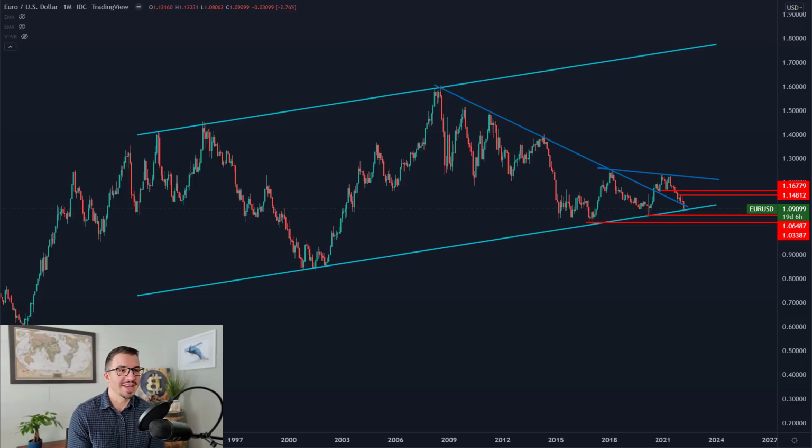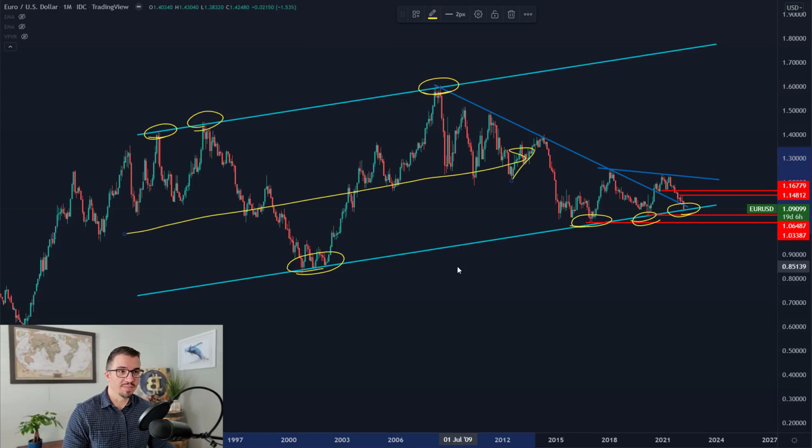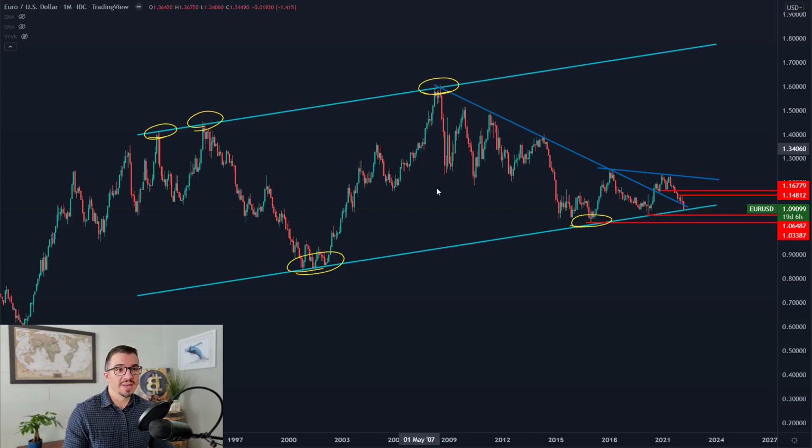So with that said, let's take a look at the Euro USD. This is the monthly time frame, and this is the long-term ascending channel that we've been looking at for the past couple of weeks. You can see where the Euro USD has moved within this channel ever since the early 2000s. So for the past 20 plus years, this channel has outlined the price action. Now, obviously this is a very long-term pattern, so we're not going to get any immediate setups from this.